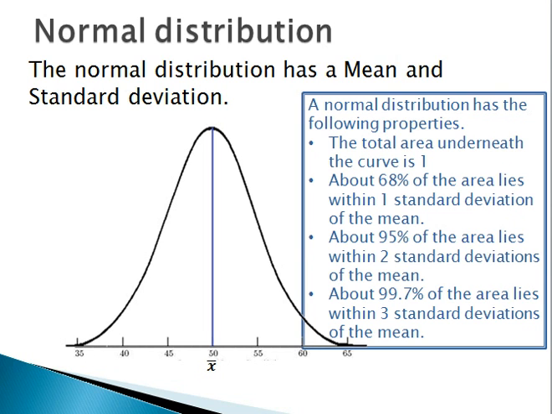The following properties are also for a normal distribution. The total area underneath the curve is 1, as I said. About 68% of the area lies within 1 standard deviation of the mean. 95% of the area lies within 2 standard deviations of the mean. And about 99.7% of the area lies within 3 standard deviations of the mean.